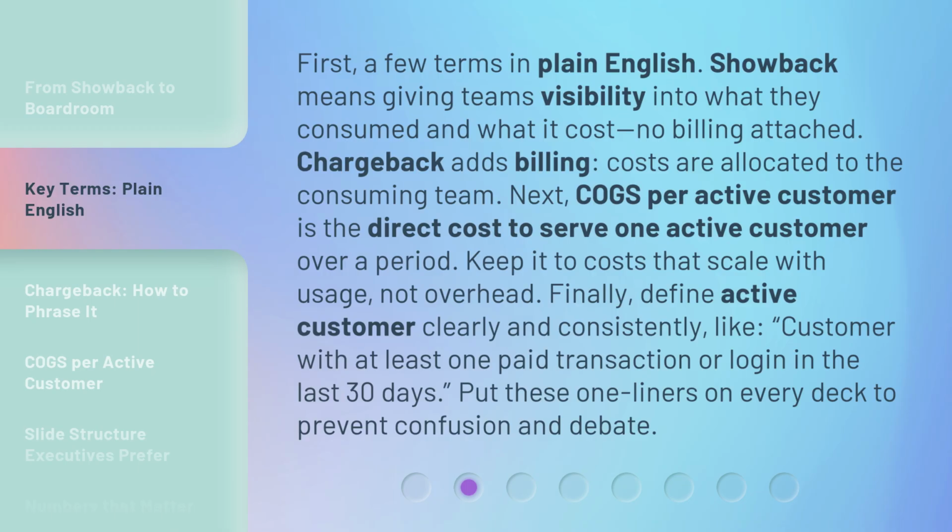Next, COGS per active customer is the direct cost to serve one active customer over a period. Keep it to costs that scale with usage, not overhead. Finally, define active customer clearly and consistently, like customer with at least one paid transaction or login in the last 30 days. Put these one-liners on every deck to prevent confusion and debate.